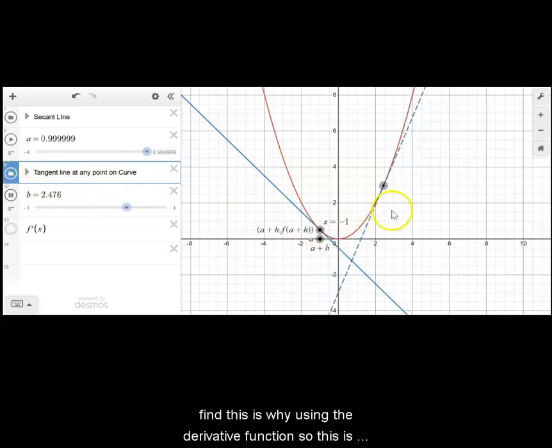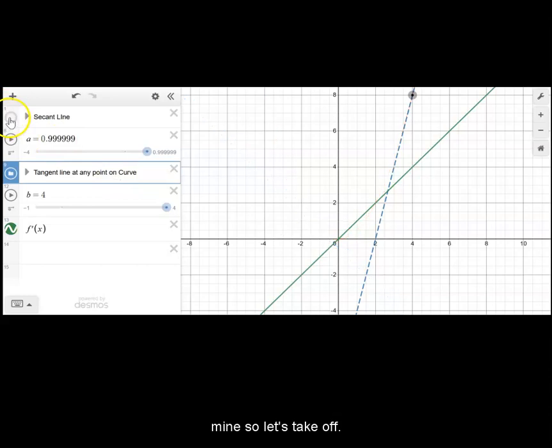So the only reason I'm able to find this is by using the derivative function. So this is my derivative. So let's take off some of these other things.